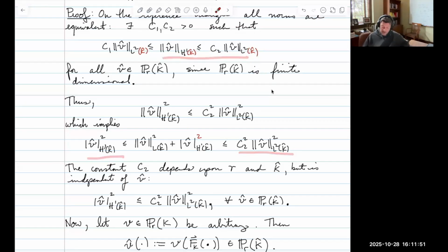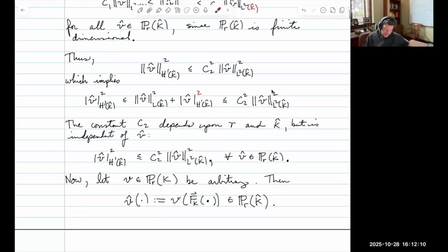It's working with the squares of things, but it's exactly what I want. The H1 semi-norm of an arbitrary function in the polynomial space squared is less than a constant times the L2 norm of the same squared.